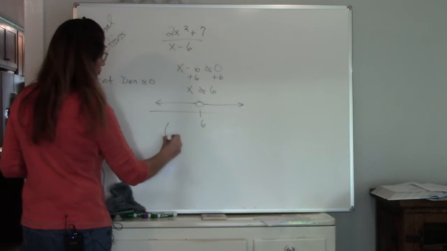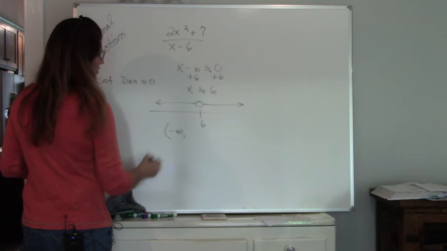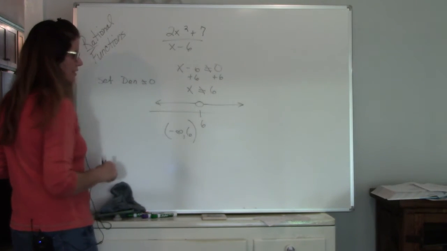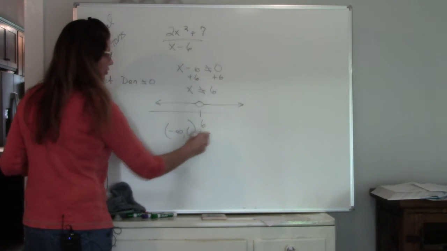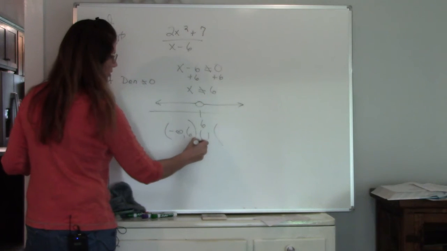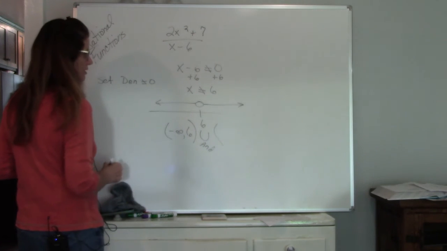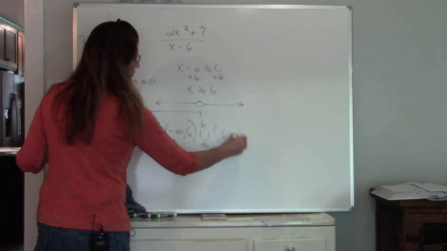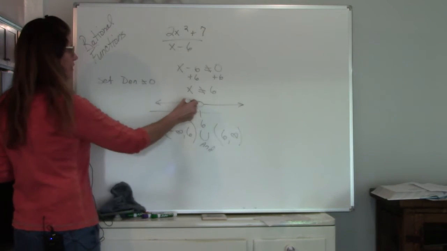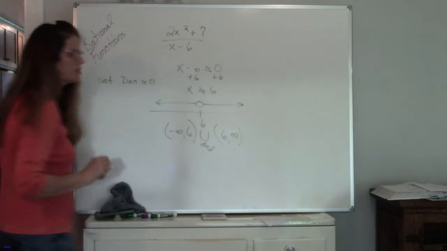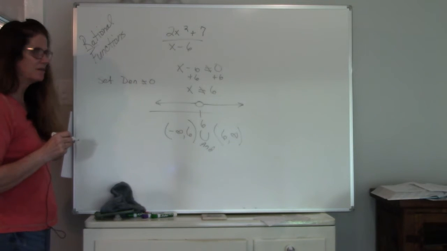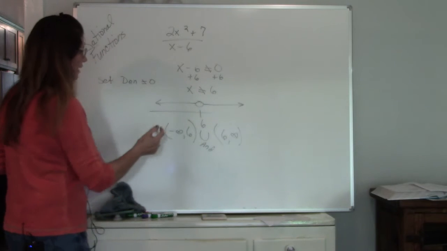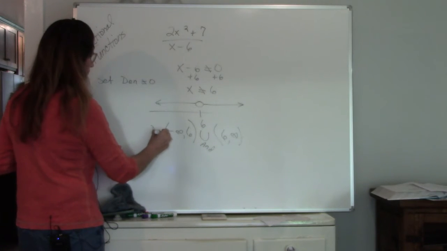So in interval notation, it's all the numbers from negative infinity to 6, and it is a parenthesis because it does not include 6. And then you're going to use the union symbol, which just means and. That's all that means. And then from 6, and again, we're not including 6, to infinity. So it's all the numbers below 6, all the numbers above 6. Just can't be 6. All right, so that is how you're going to find the domain. So this is my domain.